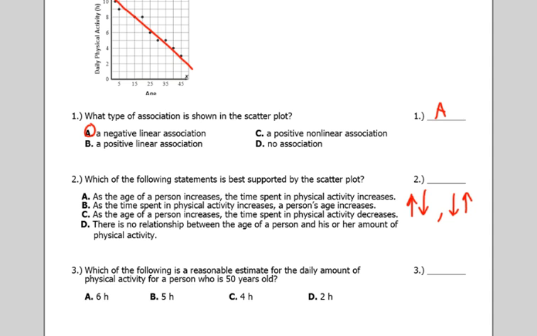A says increase, increase. That's a positive relationship. B says increase, increase. That's a positive relationship. C says increase, decrease. So that is the answer for number 2. Number 3, if I had to estimate how much activity a 50-year-old gets, well, if I look at my trend line, 50 years old would be right here, and it's about 2 hours. So that's choice D.